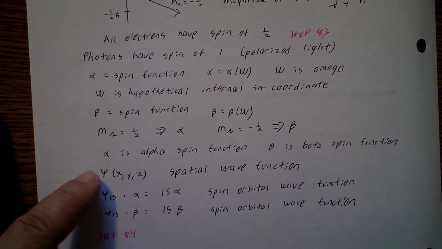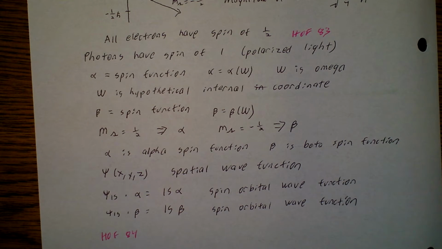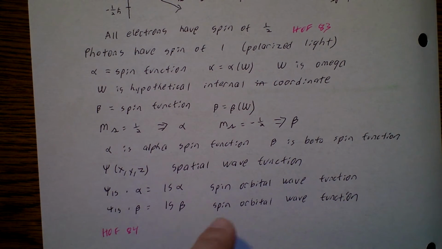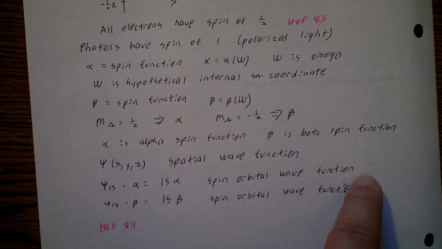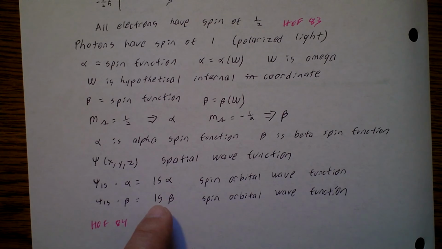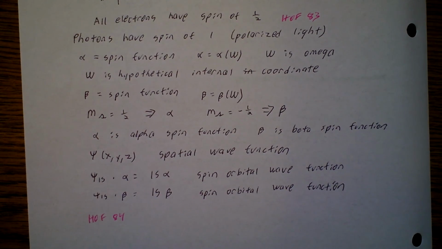So we get psi as a function of x, y, z, that's a spatial wave function. Like we get psi of 1s times alpha, we get 1s alpha. So that's the spin orbital wave function. And then psi of 1s times beta, that's 1s beta, that's the spin orbital wave function. See handout figure 84. And that's all for Section 5.